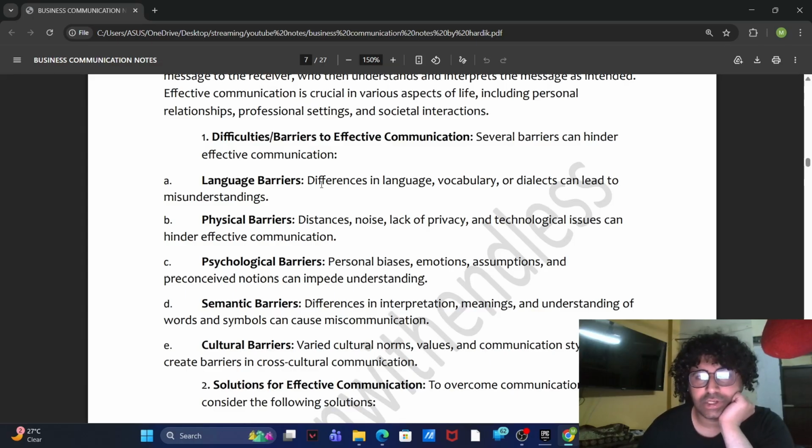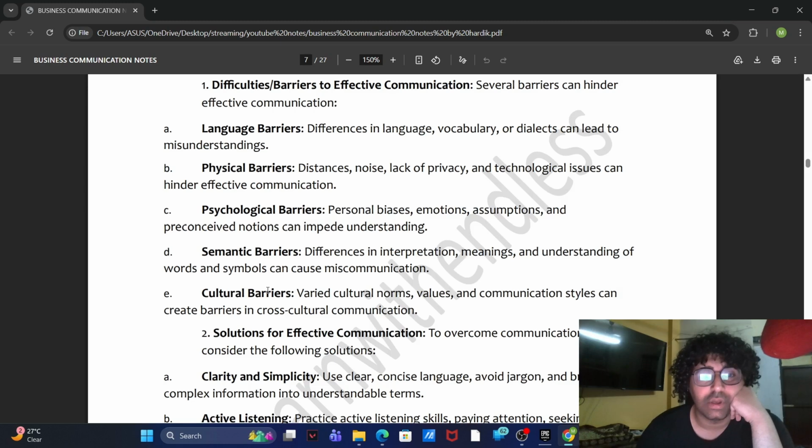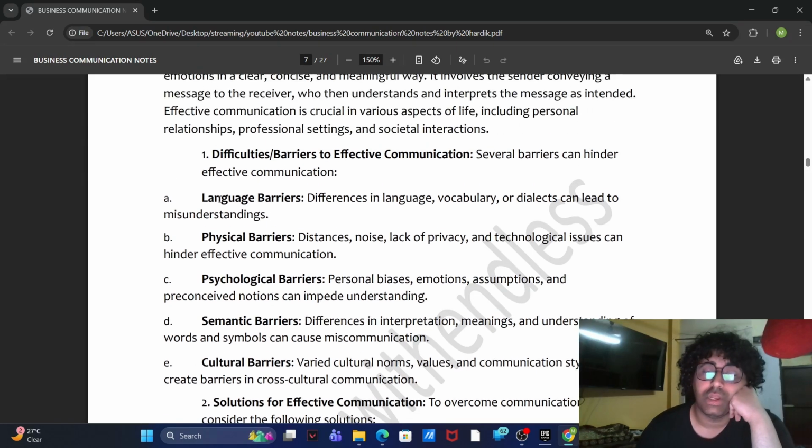The different barriers to effective communication are language barriers, physical barriers, psychological barriers, semantic barriers, cultural barriers. Let's go through them one by one. Language barriers. Differences in language, vocabulary, or dialects can lead to misunderstandings.